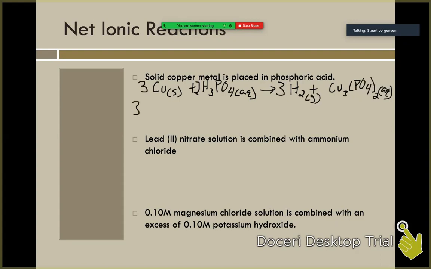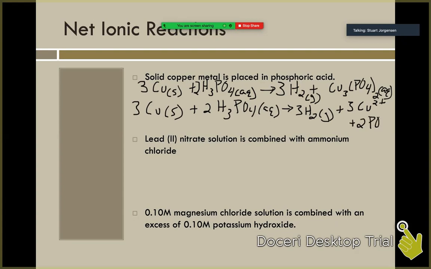So our complete net ionic would be Cu(s) plus 2H3PO4(aq), creating 3H2 gas. And then we're going to split. We're going to have 3 Cu2+ ions. Sorry, I'm running out of space here. And 2 of those PO4 3- ions. I apologize, I didn't leave myself enough space here. These would both be aqueous.